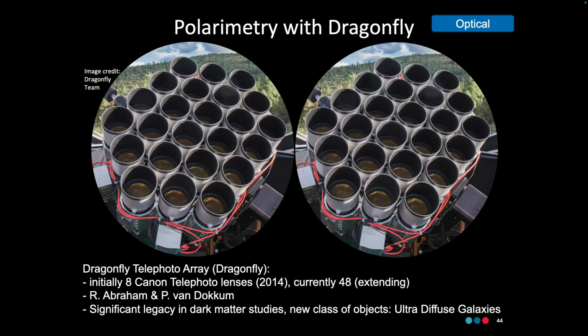The PIs of the Dragonfly itself were Bob Abraham and Peter van Dokkum, and this telescope started in 2014 and was able to have a significant legacy in dark matter studies and coin a new class of objects that were actually seen in some observations before, known as ultra-diffuse galaxies. And with these very faint observations, we would like to make full Stokes, so linear and circular polarization observations.